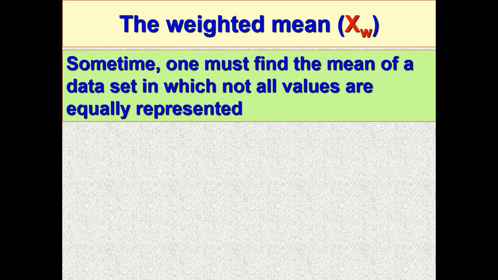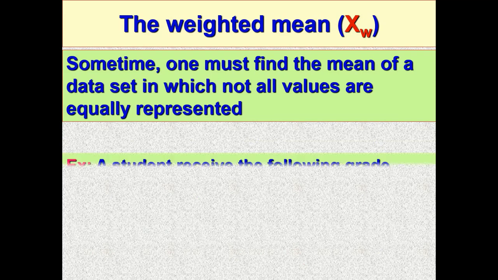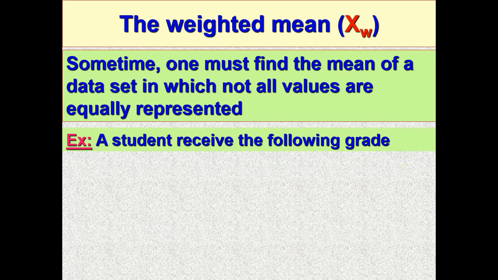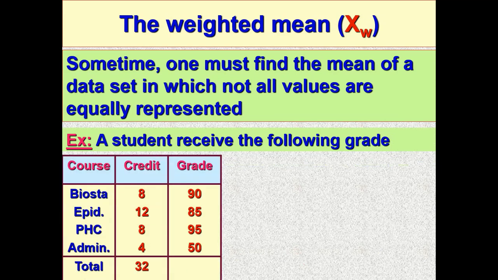There is something called the weighted mean. Sometimes one must find the mean of a data set in which not all values are equally represented. For example, a student receives the following grades. In biostatistics he got 90, but the weight of biostatistics is 8. In epidemiology he got 85, and its weight is 12 units. In PHC primary health care he got 95, and its weight is 8 units. In health administration he got 50, and its weight is 4 units.